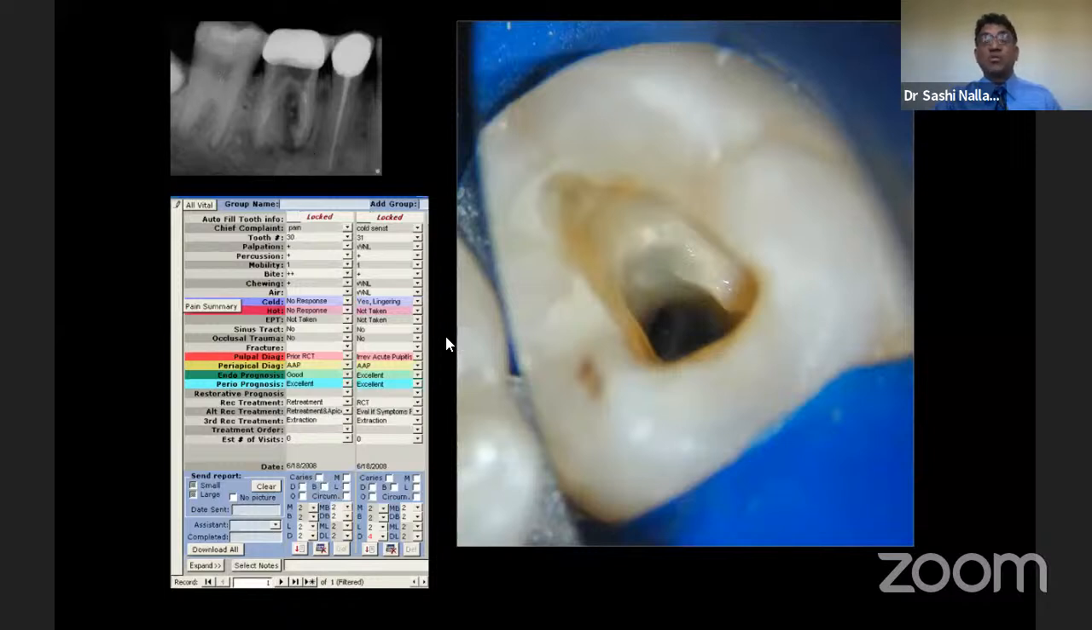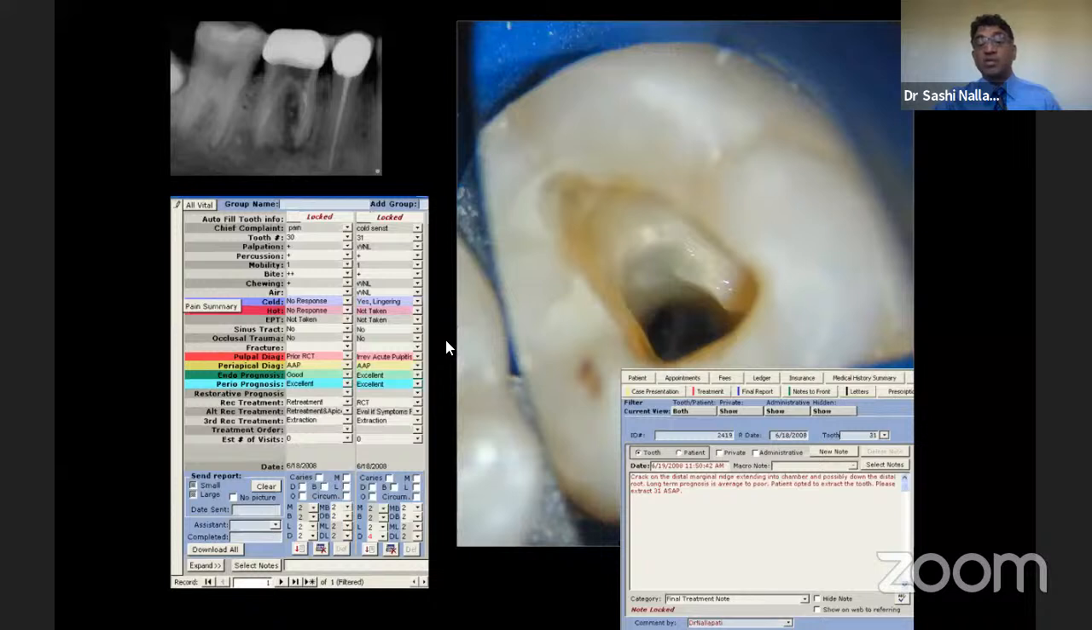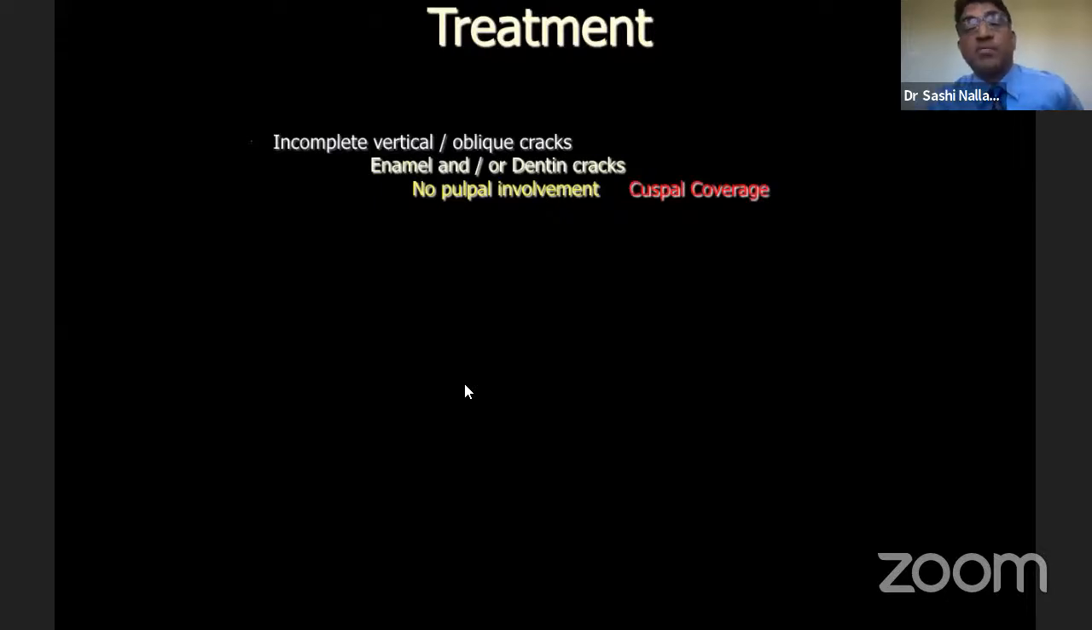So sometimes it's good to refer these patients to specialists when you cannot really figure out what the issue is, rather than wasting your time and the patient's time and all the discomfort you're causing to the patient. Okay. So this particular patient chose to take out the tooth because we thought the prognosis was not so great for this tooth, and he opted to take it out. All right, so what are the treatment options we have?